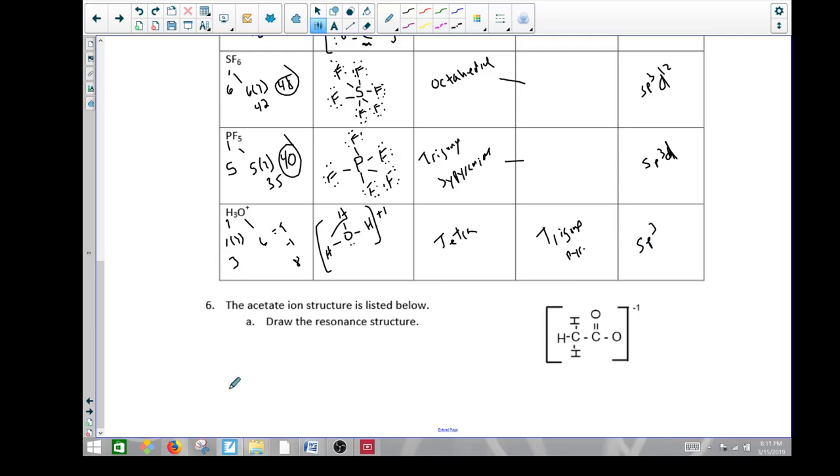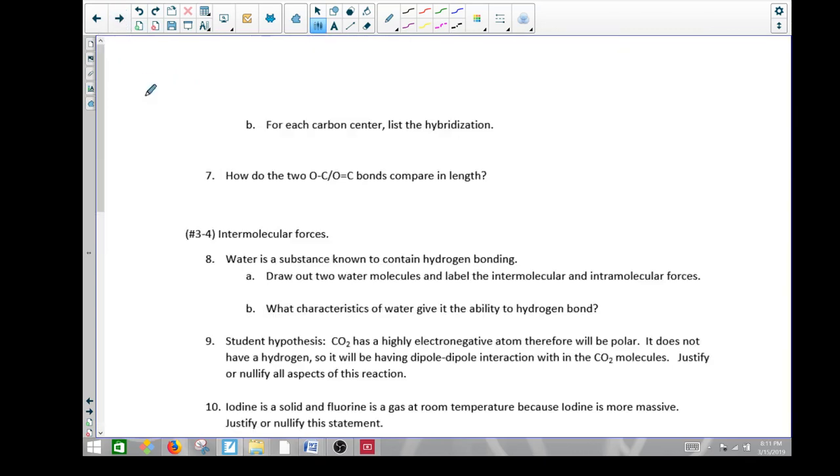All right, next one. The acetate ion structure is listed below. Draw the resonance structure. Okay, so it's going to be H, carbon, hydrogens, carbon, single bond oxygen, double bond oxygen there, and of course we make sure we have all the electrons on here, and a bracket with a negative 1 charge. All right, load of work. You should try those, and hopefully you're getting the rust knocked off of those.